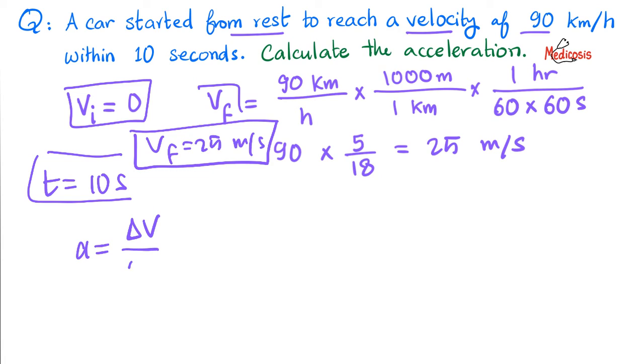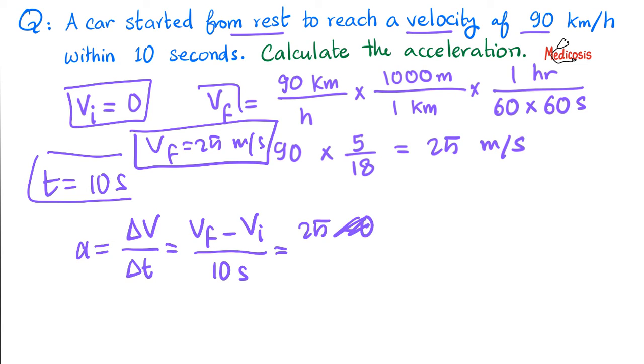Acceleration is delta v over delta t. What is delta v? V final minus v initial. And what is delta t? It's 10 seconds. V final is 25 meters per second minus V initial, which is 0 meters per second. So this is just 25 over 10.